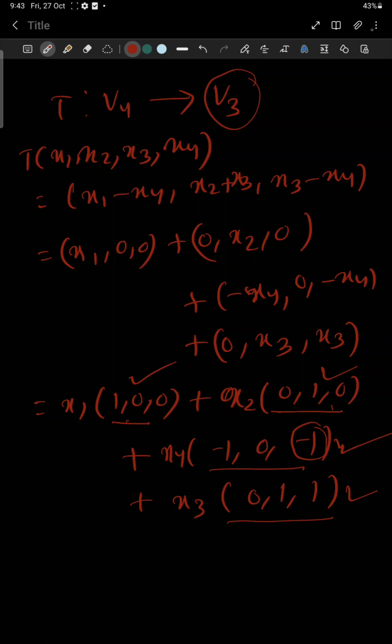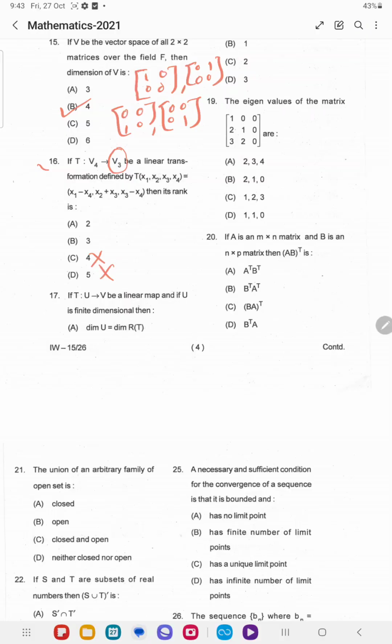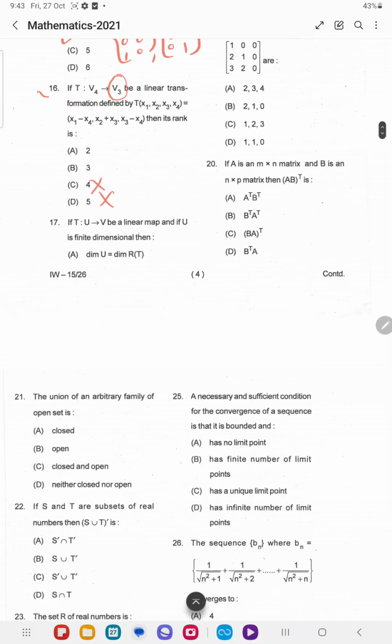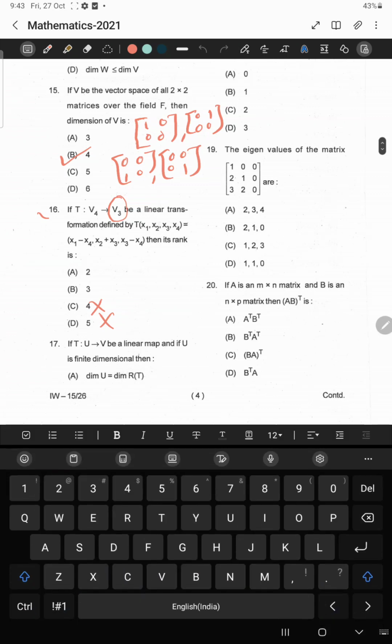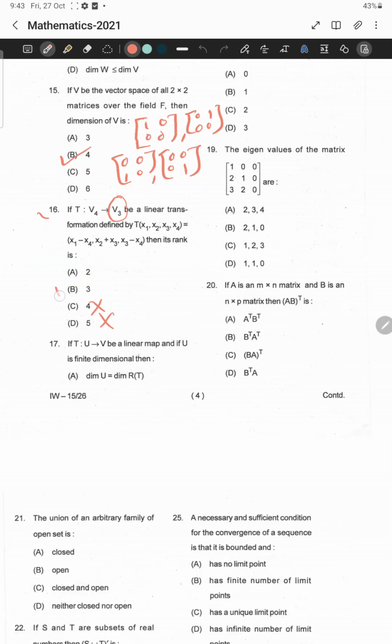So the dimension of the range space is 3, and the required answer is 3. So option B is true. Option B is the true answer, and option A is false. Okay, let us move to question number 17.